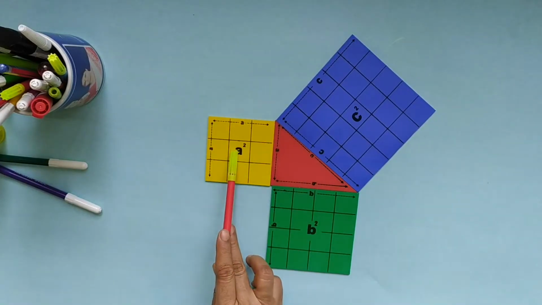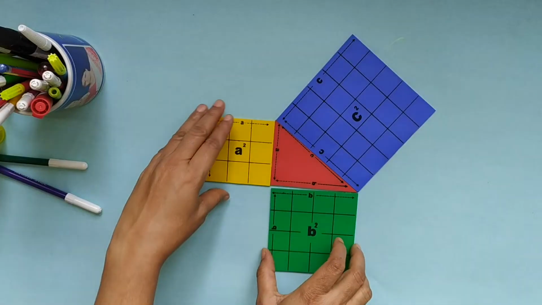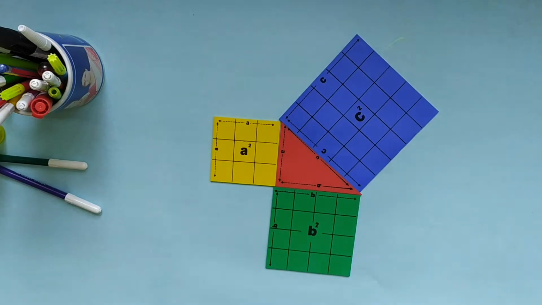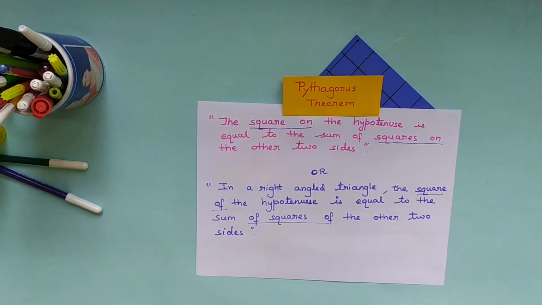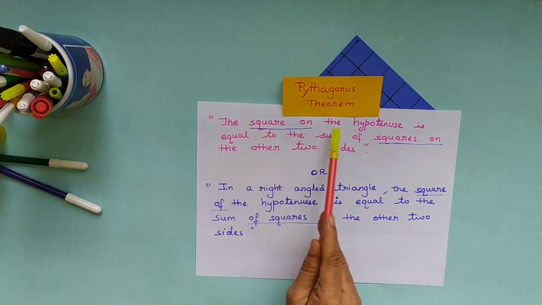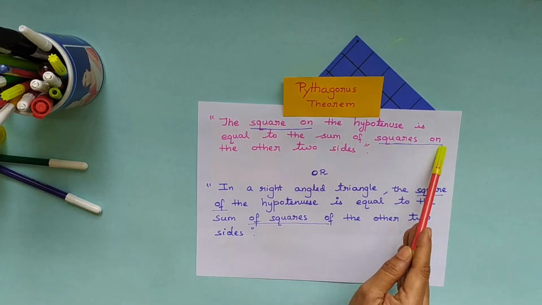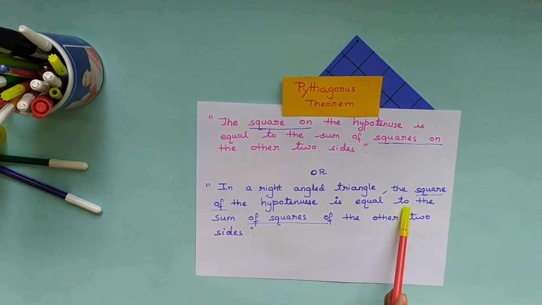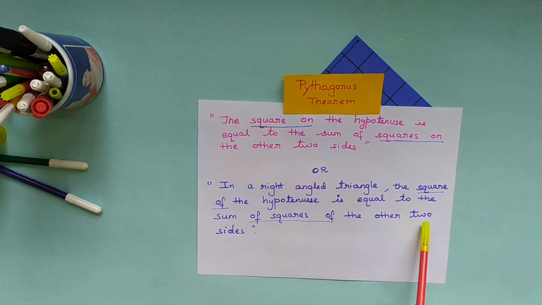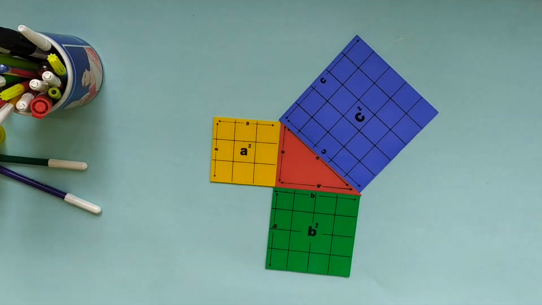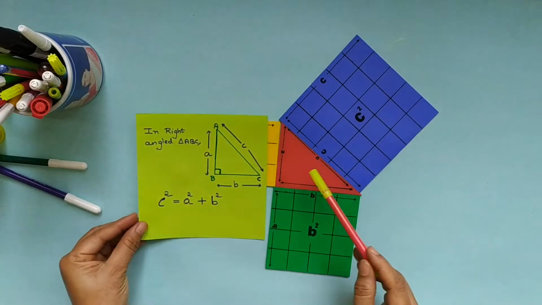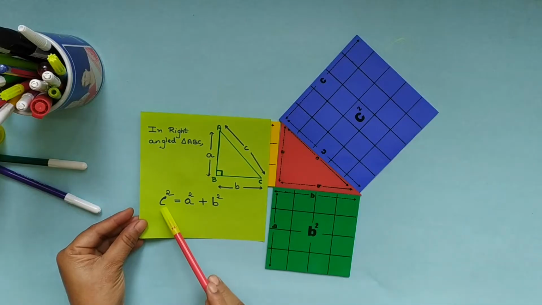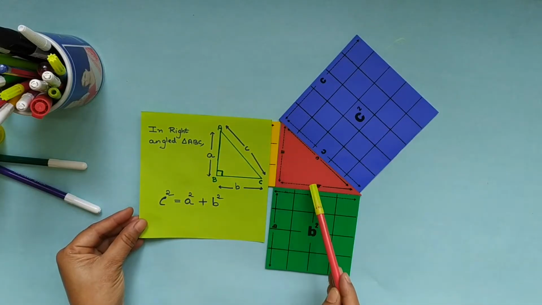That means the areas of the two squares which are there on the two sides is equal to the area of the square that is there on the hypotenuse. The statement of Pythagoras theorem also is said as the square on the hypotenuse is equal to the sum of squares on the other two sides, or in a right angle triangle the square of the hypotenuse is equal to the sum of squares of the other two sides. For a right angle triangle with sides A, B and C as hypotenuse, according to Pythagoras theorem, C square is equal to A square plus B square.